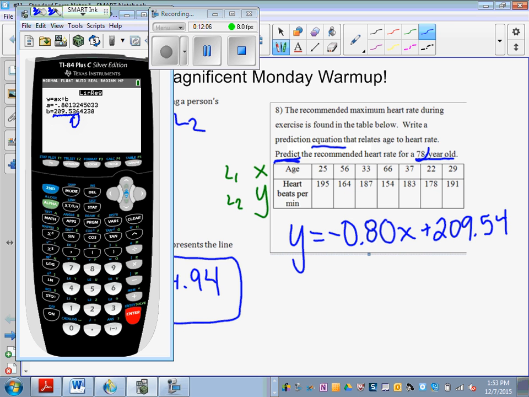Alright, so the number they give us is 78. And what does this represent, the age or the heartbeats per minute? Age. 78 years old, that's my age. So this is an X value. So I'm taking 78 and I'm going to put that in for X.